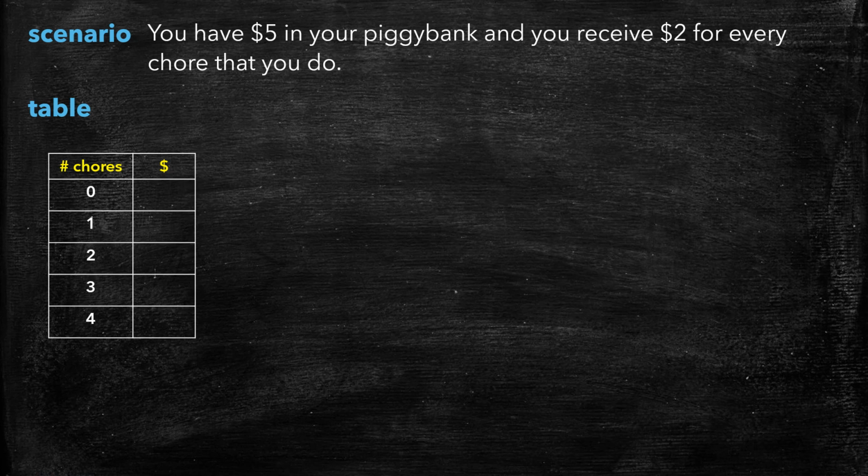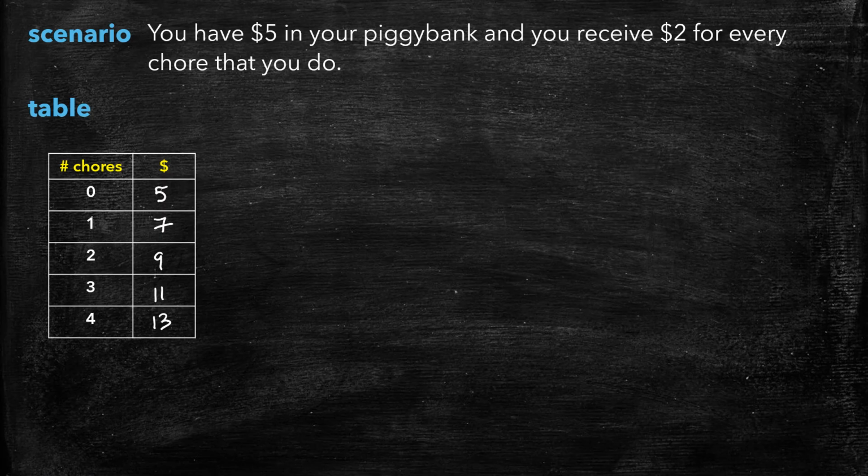Let's have a look at how the number of chores affects the dollars you'd receive. If you do no chores, you'll be stuck with $5. If you do one chore, you'll get $2 extra, so 7, and 2 chores, that will be 9. You can see the pattern developing, and you can see that it's a straight line because the rate of change of y is constant.